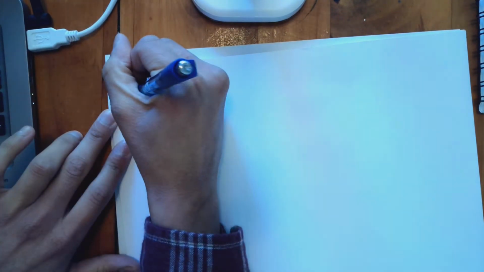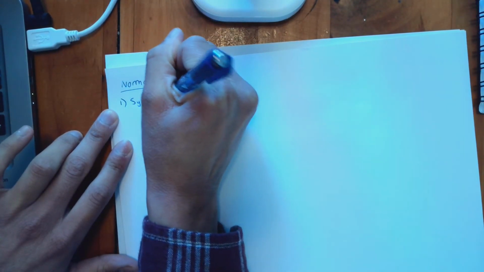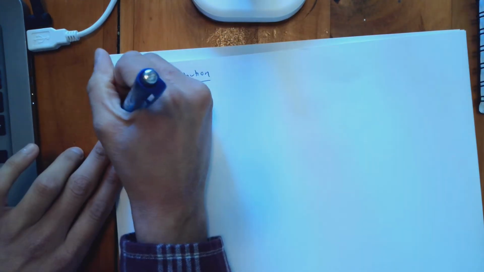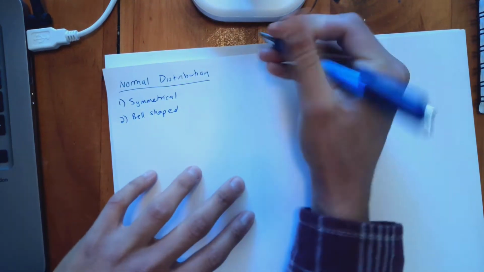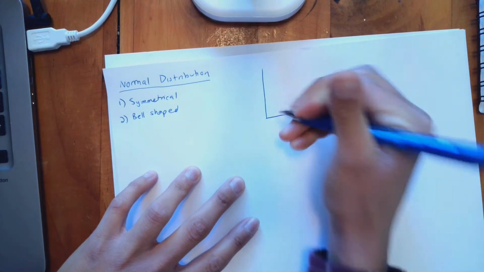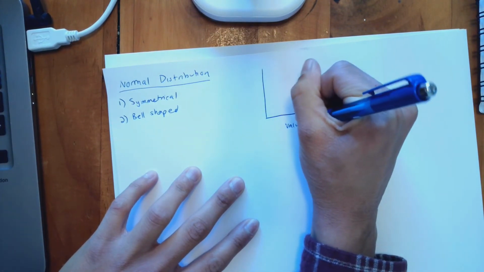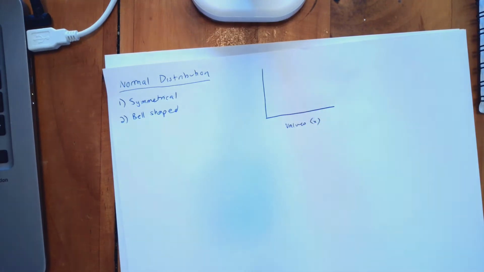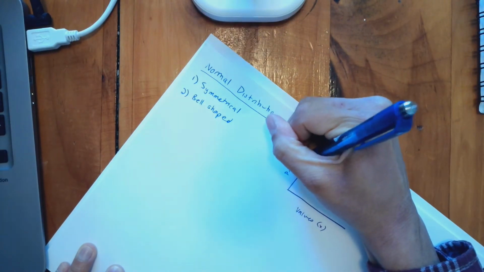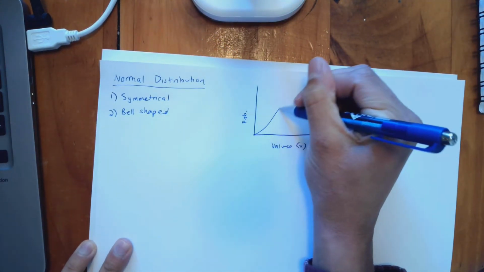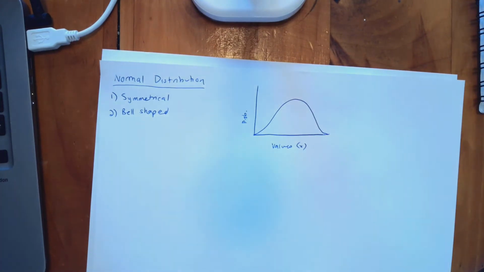So a normal distribution has three main characteristics. One is that it's symmetrical. Another is that it's bell-shaped. So I'll start out by drawing these two things here. So here we have values of some variable, and over here we have probabilities. And your normal distribution is going to look like this. It's a symmetrical bell shape.